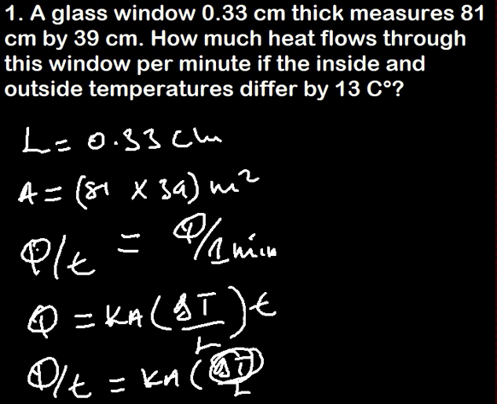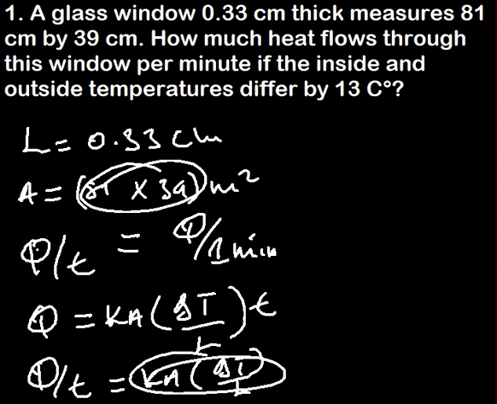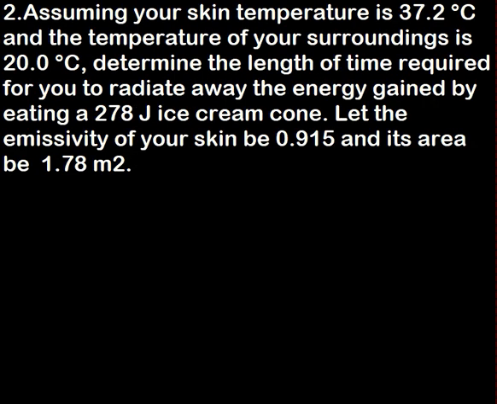By the way, the change in temperature is given as 13 degrees Celsius, and the area is given as that. Then we'll be able to express that one. That will be the heat transferred through the window per minute. Now let's consider this question as well.